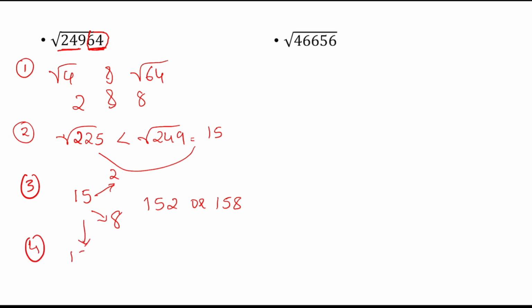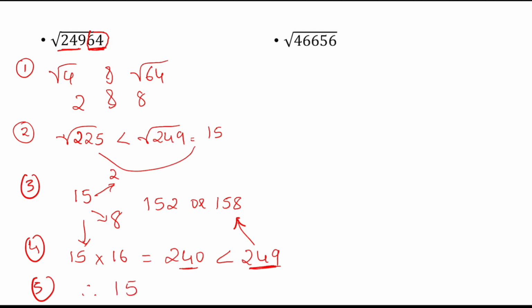Multiply 15 with its next number, that is 16. 15 into 16 is 240. Now, compare 240 with 249. Now, 240 is lesser than 249. Means what? 249 is greater. Since 249 is greater, take greater number. So, therefore, square root of 24964 is 158.